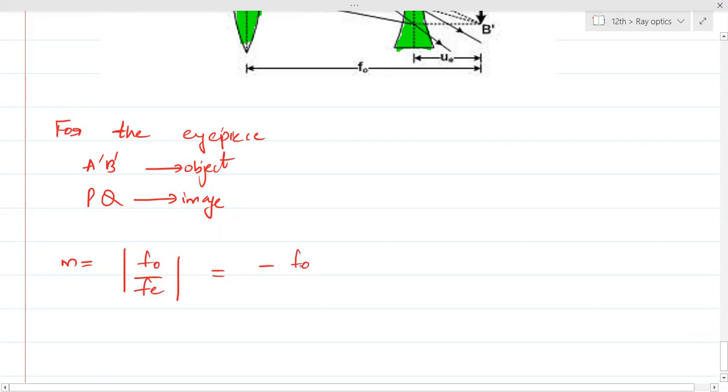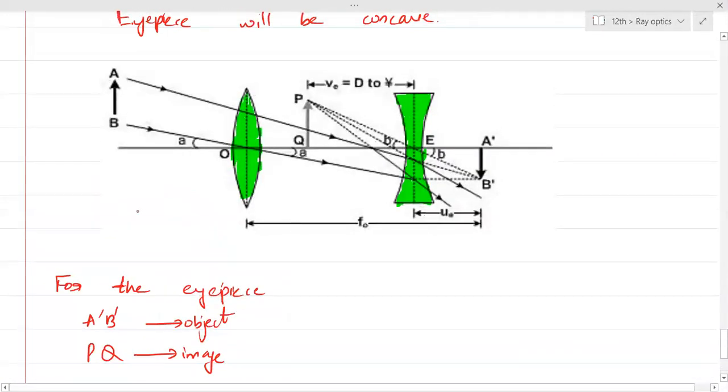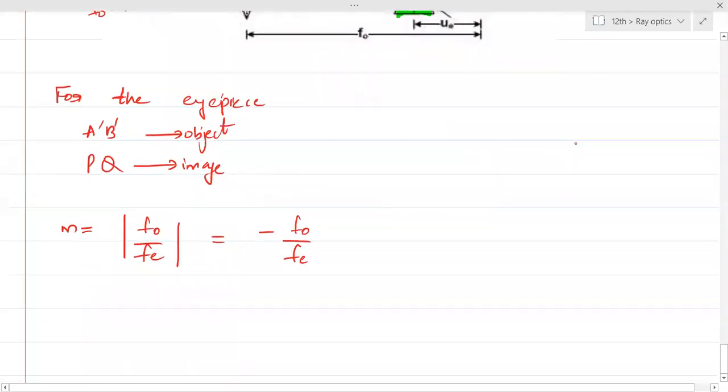Otherwise, still write it as F naught upon Fe, minus F naught upon Fe. Now, why do I have to write minus F naught upon Fe? देखो, objective का focal length positive होगा, it is convex. Eyepiece का focal length negative होगा, right? So to make the angular magnification positive, we'll make use of a minus sign, because eyepiece का जो focal length is negative. So negative into positive upon negative आ जाएगा so that everything becomes positive. Got it? समझ आया?